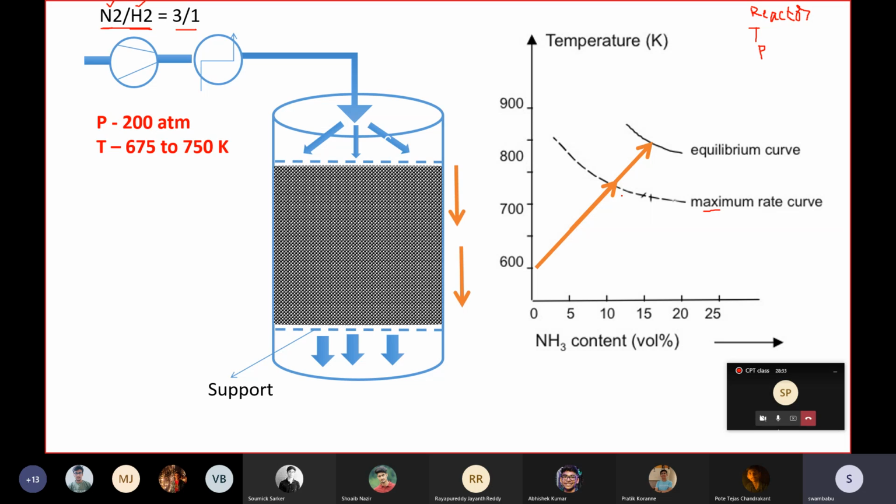Once we achieve equilibrium, can the conversion be increased? Will it be possible to go beyond this? After reaching equilibrium, will it be possible to go beyond this? Any idea or guess from the students?